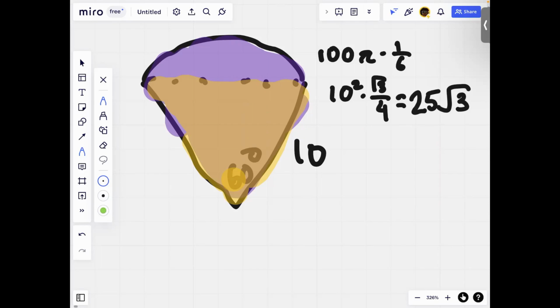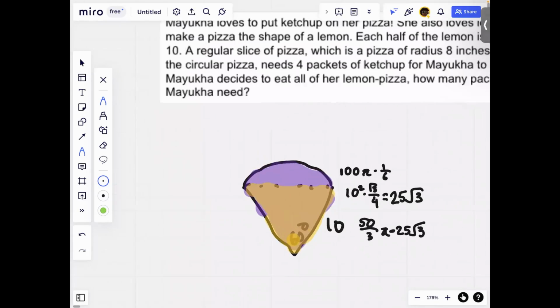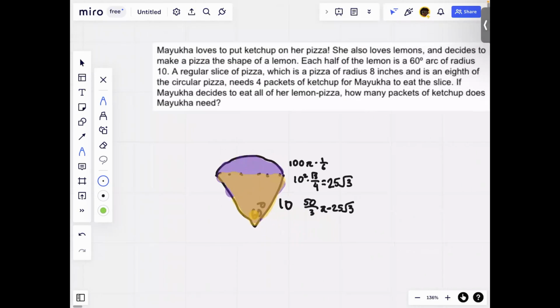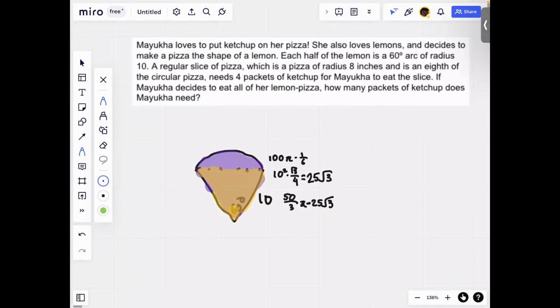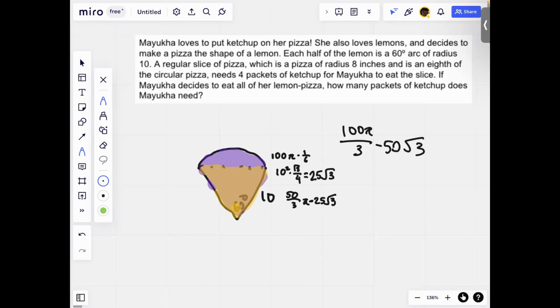So the area of half of the lemon would just be 100 pi times 1/6, that's 50/3 of pi, minus 25 square root 3. And then since this is just half of the pizza, the total pizza will be 100 pi over 3 minus 50 square root 3. So now I want to know how many packets of ketchup she needs.